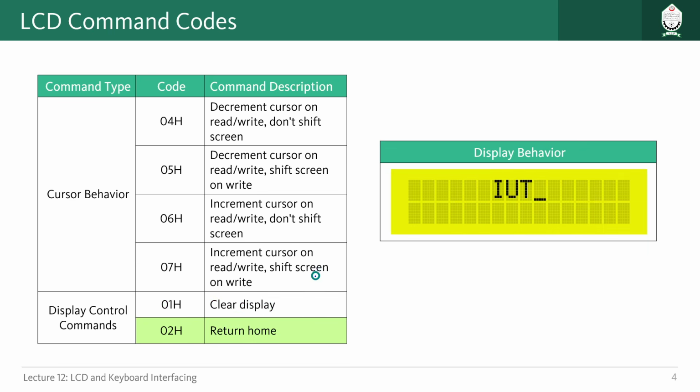And the next command, return home. If you have written something, after you give this command, it will just return to the initial position here. It will not clear everything. So whenever we initially start our LCD screen, we give these two commands, so that if by any chance, for any garbage value, there is something written in the display, that will be cleared up, and also we will return to the initial position from where we want to write.